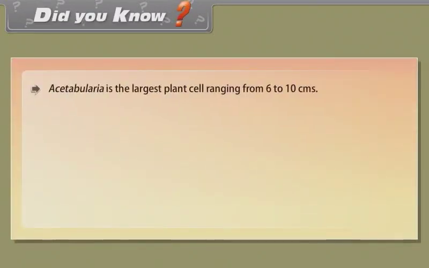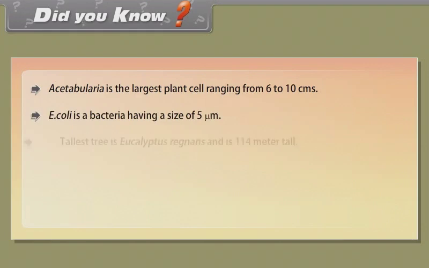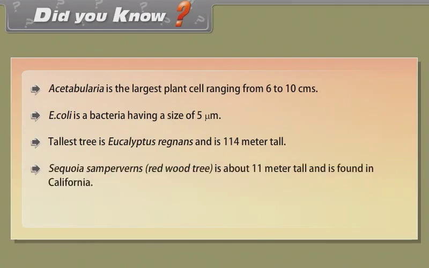Did you know? Acetabularia is the largest plant cell, ranging from 6 to 10 centimeters. E. coli is a bacterium having a size of 5 μm. The tallest tree is Eucalyptus regnans and is 114 meters tall. Sequoia sempervirens, the redwood tree, is found in California. Elephant is the largest land animal.